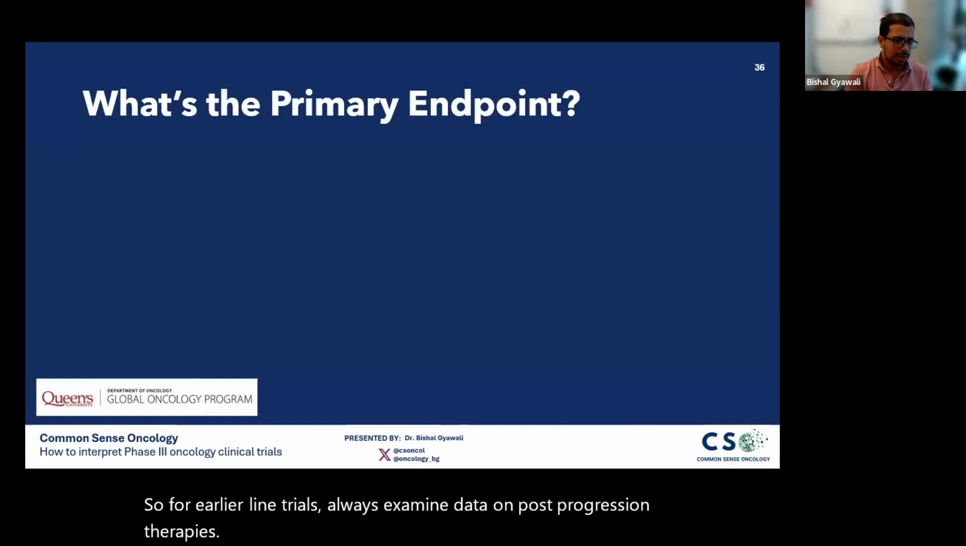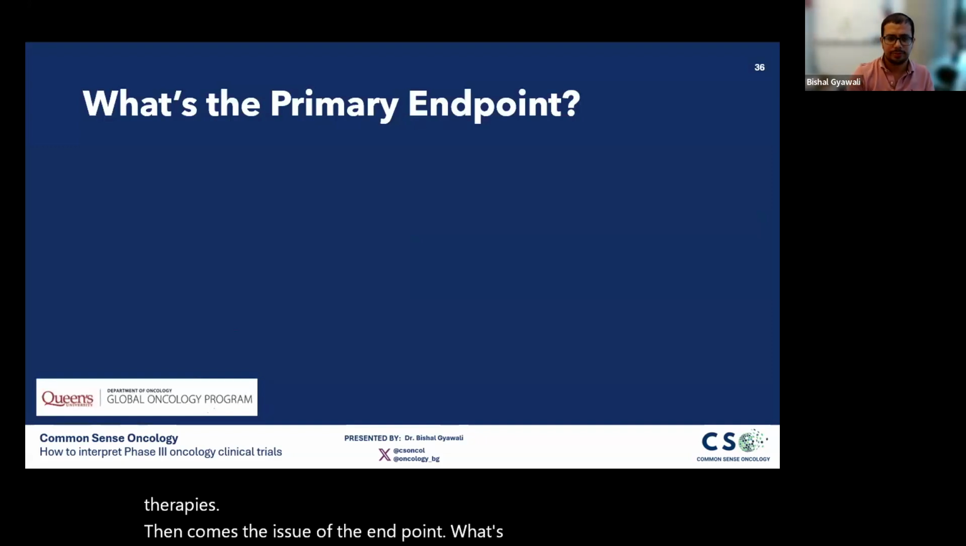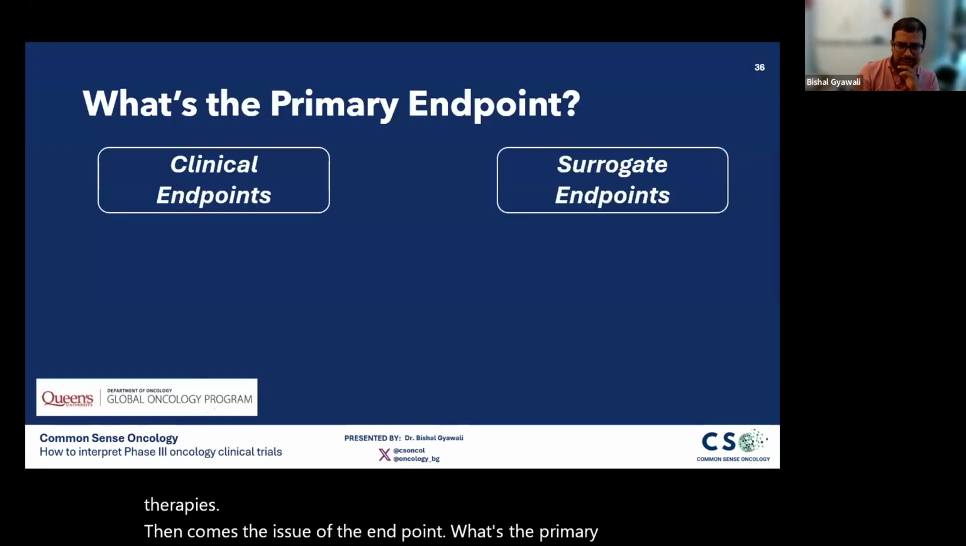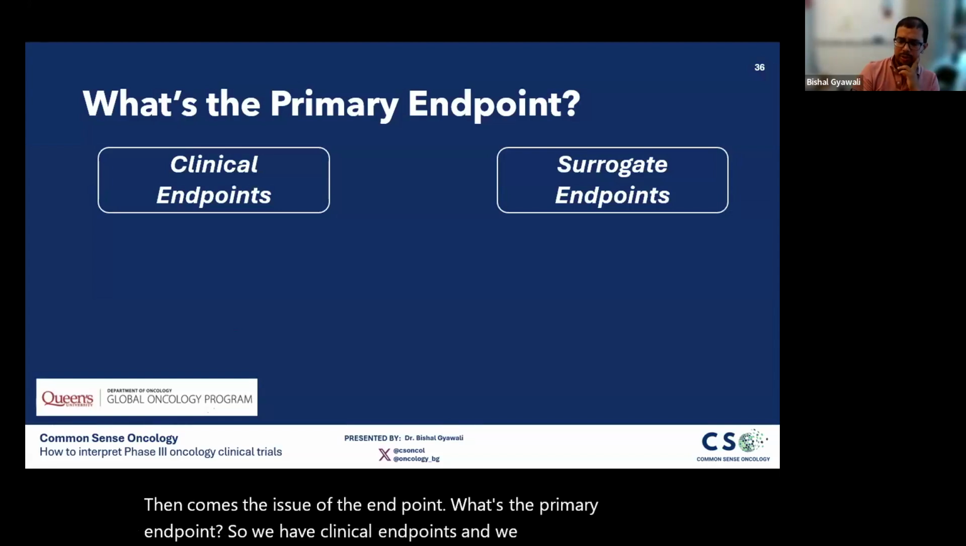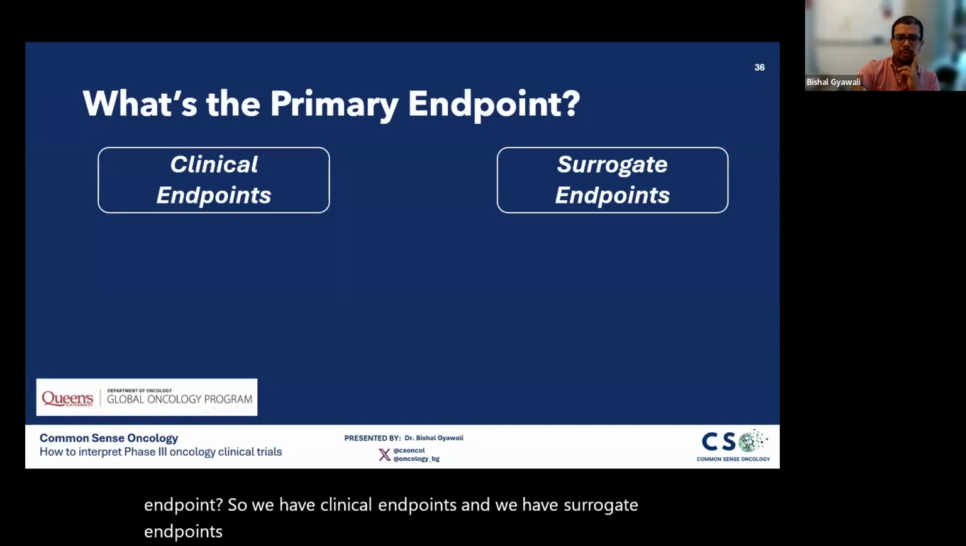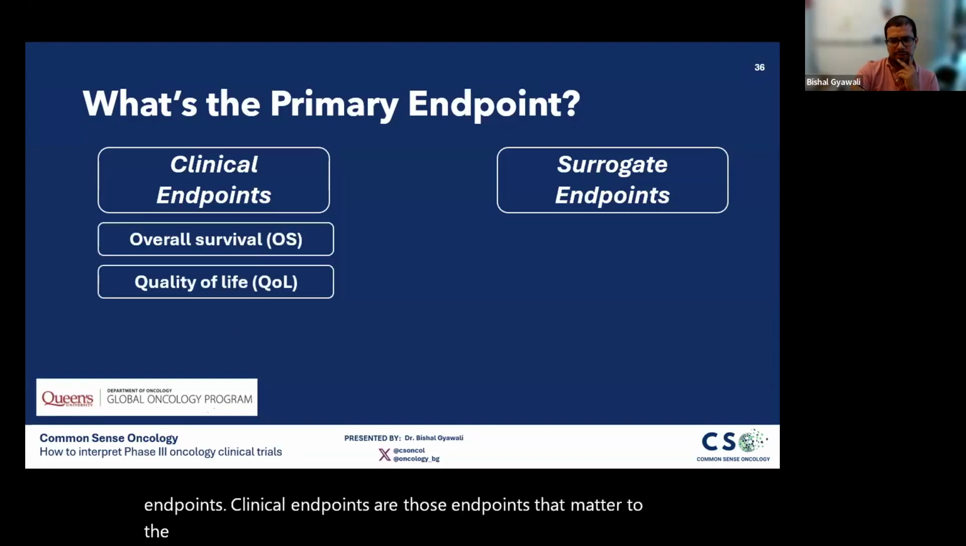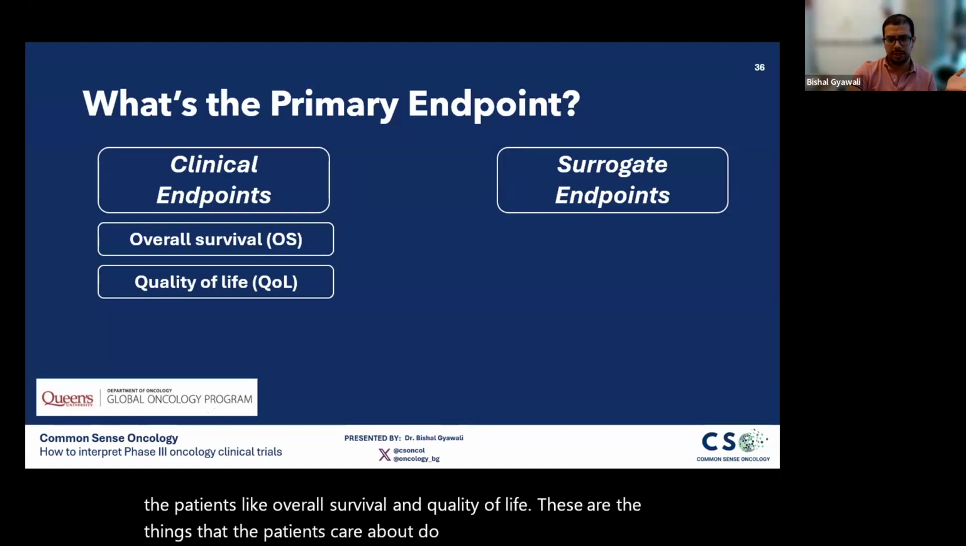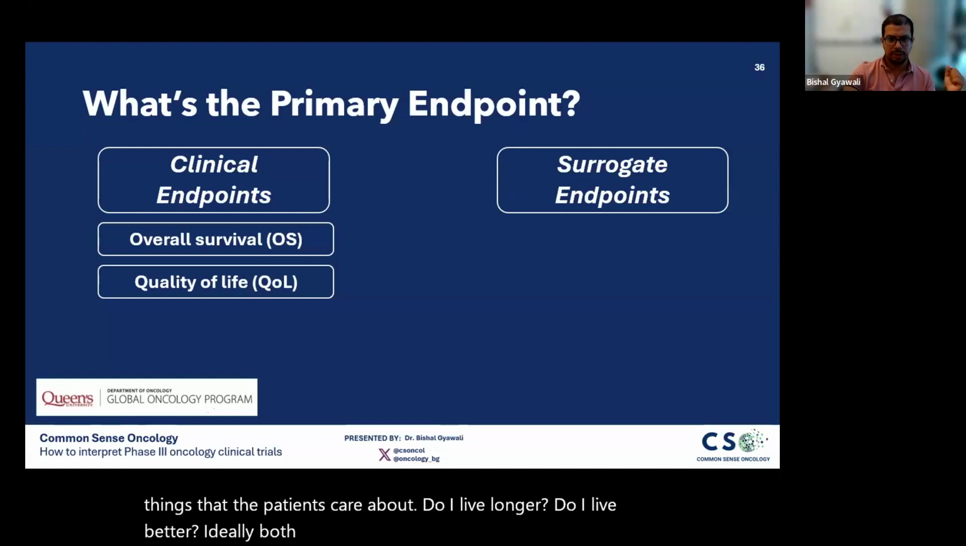Then comes the issue of the endpoint. What's the primary endpoint? So we have clinical endpoints and we have surrogate endpoints. Clinical endpoints are those endpoints that matter to the patients, like overall survival and quality of life. These are the things that the patients care about. Do I live longer? Do I live better? Ideally both. If not both, at least one.